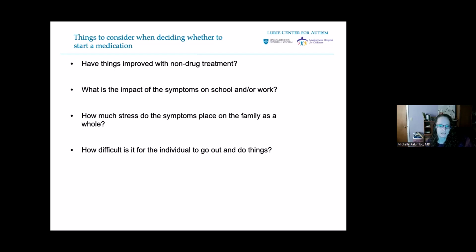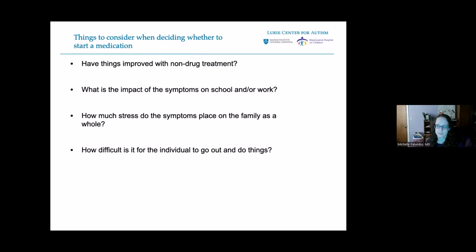The other thing that I like to think about is the family and how much stress the symptoms or challenges place on the family. I find that a lot of my families are wonderful and really try to limit the child's distress by changing or adapting the environment. Over time, that can cause limitations in terms of activities that the family might want to do together and social opportunities. It can really lead to some isolation and stress. And so thinking about treatment can not only help the individuals in terms of quality of life, but also the whole family as a unit.